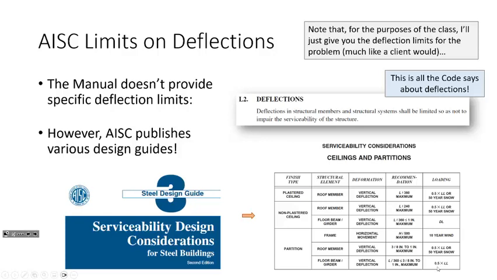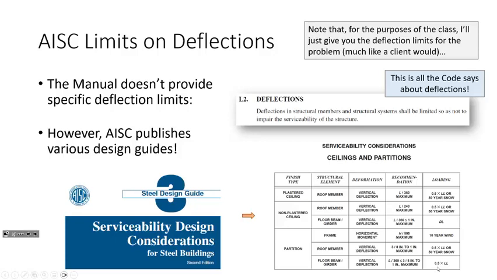Design Guide 3 is the one on serviceability considerations, and a lot of structural engineers tend to just refer to that. For example, for plastered ceilings for roof members, the maximum deflection is L over 360. If you're looking at a frame and its horizontal movement, the deflection limit is H over 500 under a 10-year wind or something like that. So it does help you out really straightforwardly.